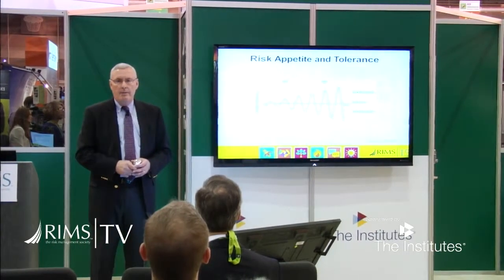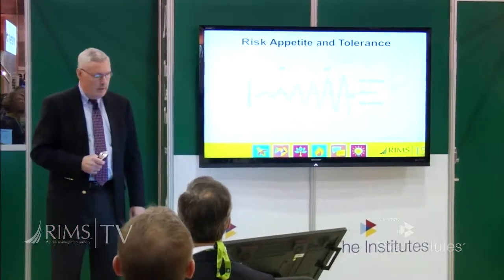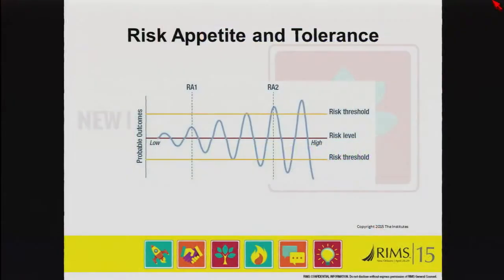The higher the risk level, the more variability. You see the blue line? We also have RA1 and RA2, and that's risk appetite level 1, risk appetite level 2, as well as we have risk threshold. Now, by risk threshold, we mean the risk tolerance. So it's important to look at our risk appetite in relation to our risk tolerance. If our risk appetite is too high, as shown in RA2, then you can see that we potentially are exceeding our risk tolerance. So we want to lower our risk appetite in that case.